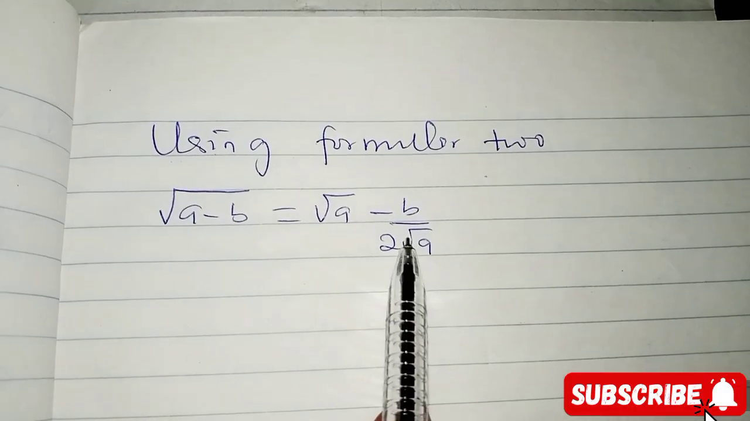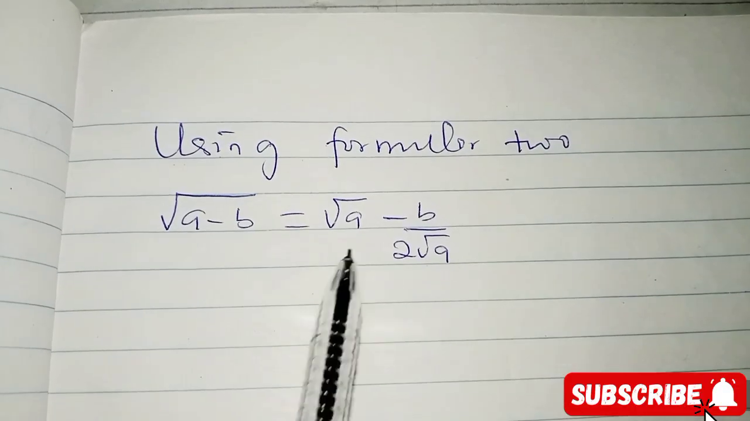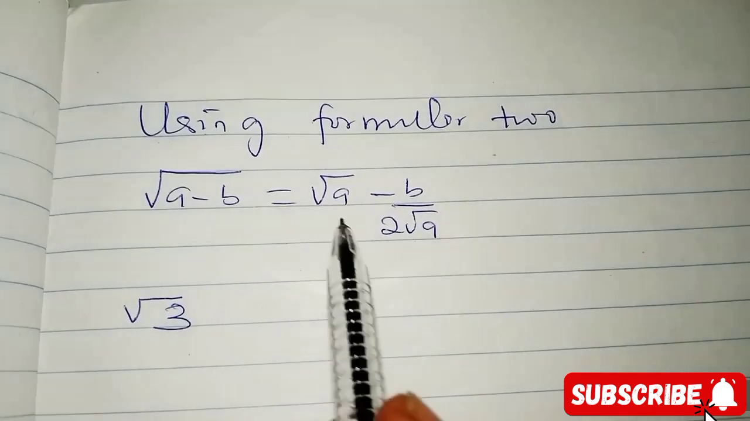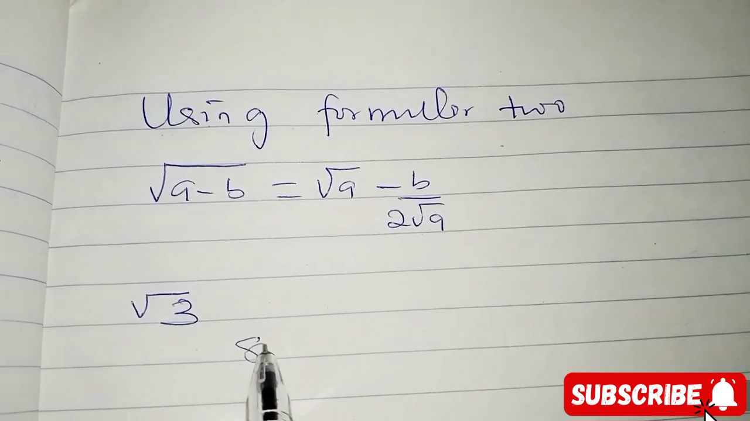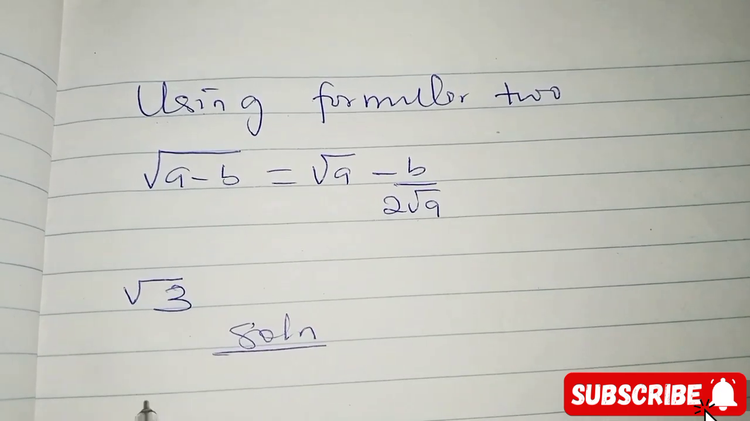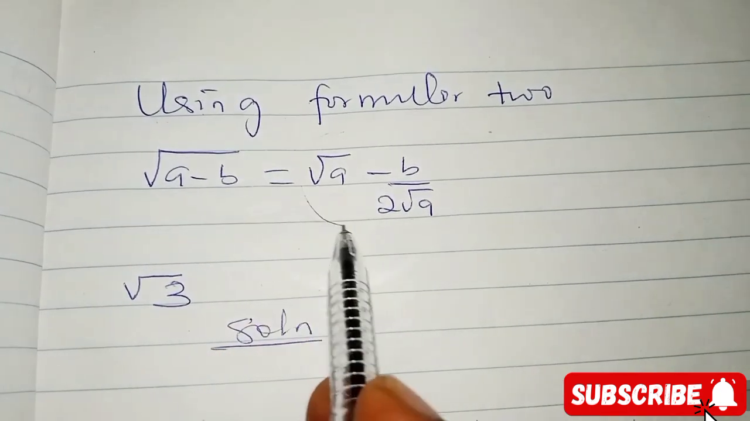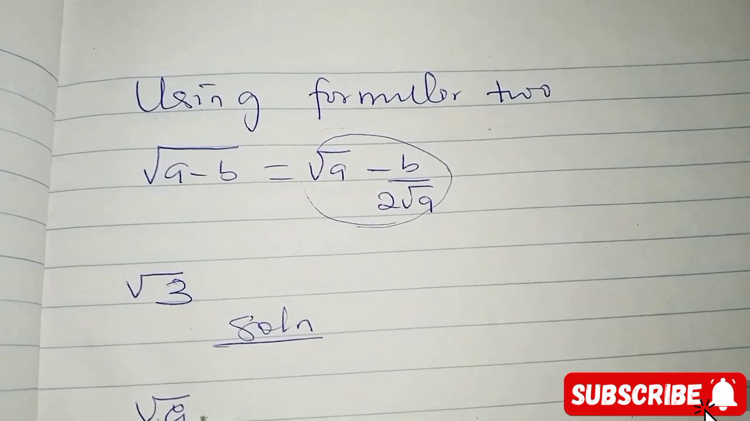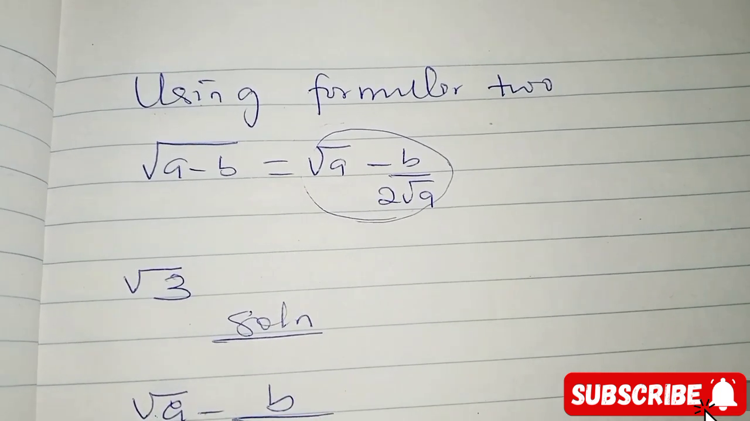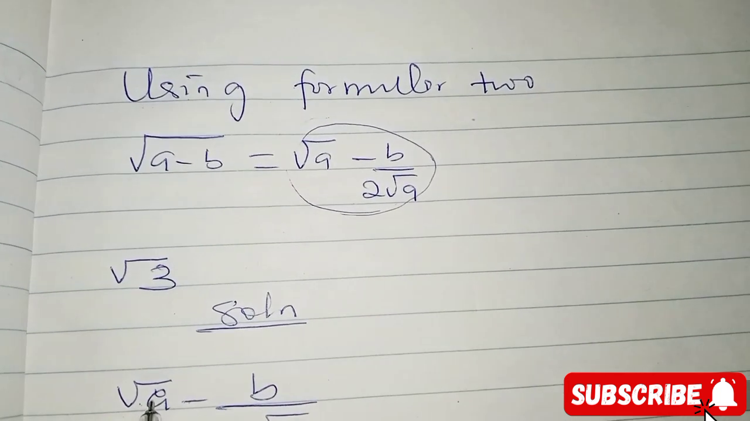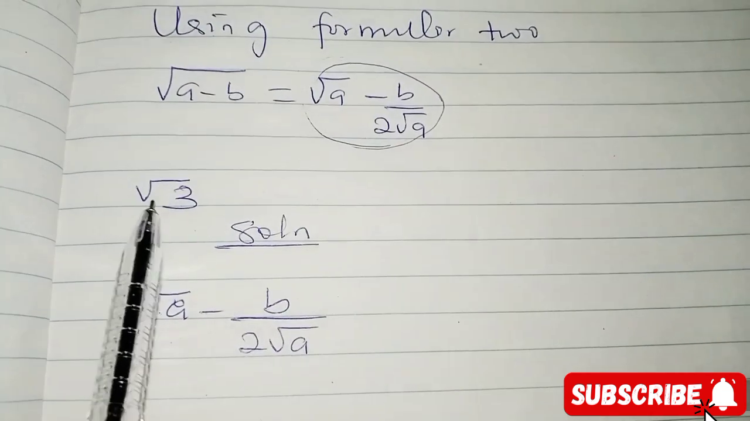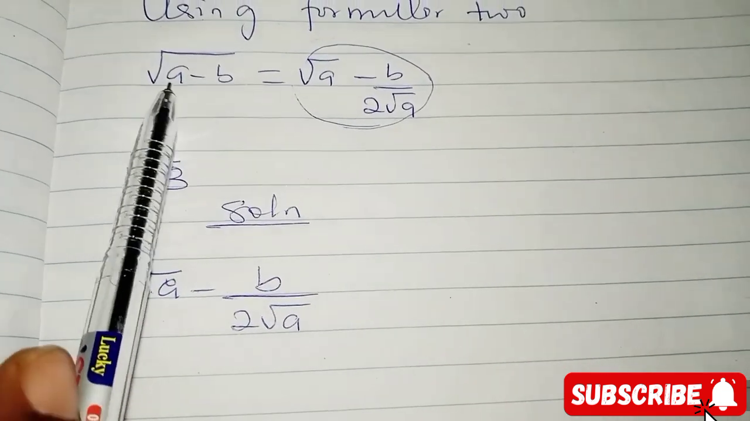Okay, we are using formula 2 now to solve for root 3. So what do we do? Remember, these are the formula solutions. Please take note, this is the formula: root A minus B all over 2 root A. Take note, the first thing it asks us is, what are the two values that we subtract from each other? That's the formula.